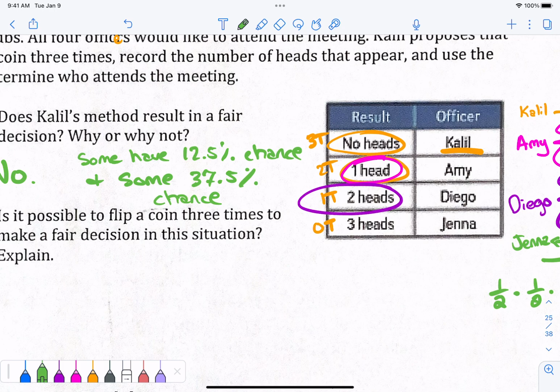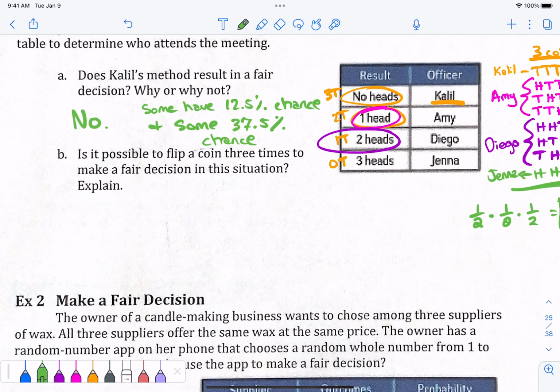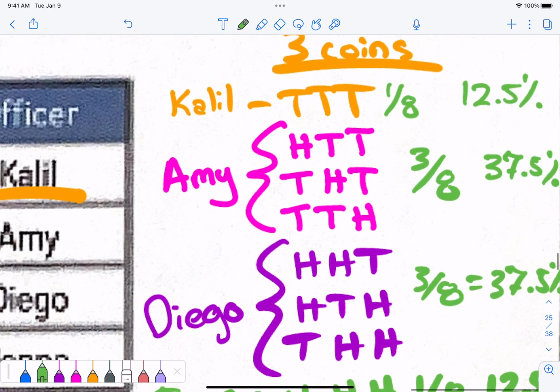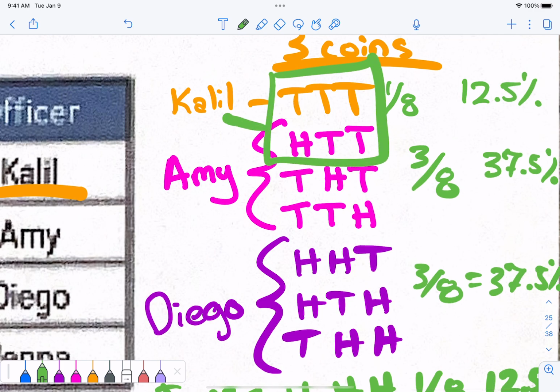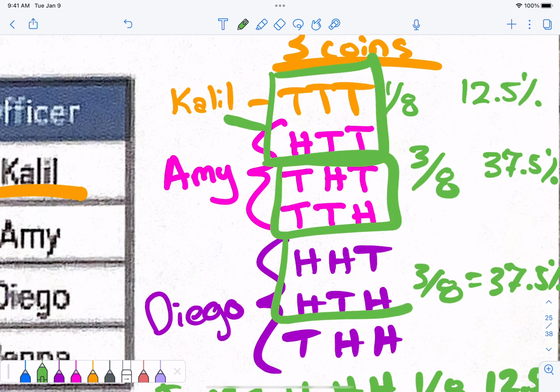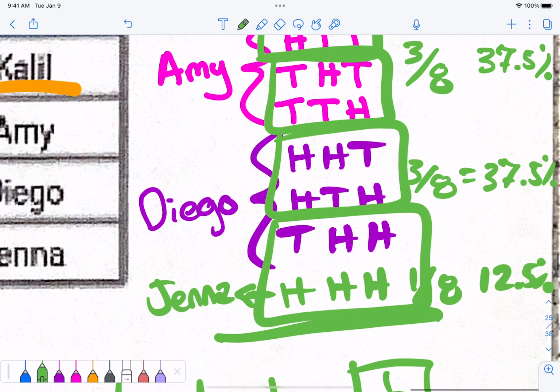All right, now we got to think a little bit because part B says, is it possible for me to flip the coin 3 times? So we still want to try to flip the coin 3 times, but is there a way that I can flip the coin 3 times to make this a fair decision? Just one coin. You could do just 1 coin 3 times, but how do I set that up to make sure? Have each person have 2 of the 8. Right, like yeah. So like she's saying these 2 would belong to Khalil, these 2 would belong to Amy, these 2 would belong to Diego, and these 2 would belong to Jenna. That would be okay, if we have that predetermined ahead of time.